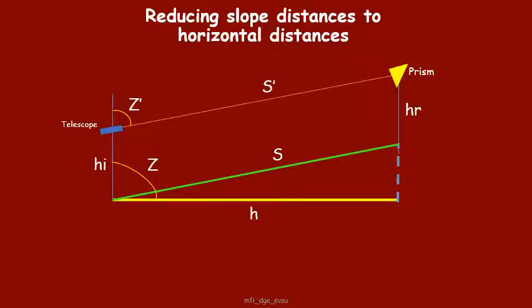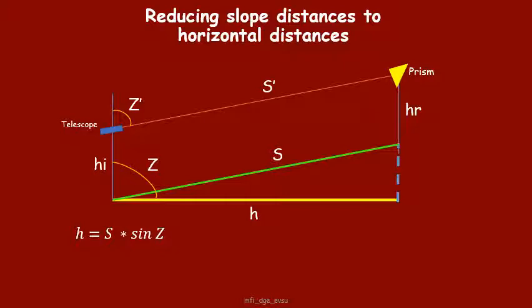We reduce Z in such a way that it is aligned with H. Using the trigonometric formula, sine of Z is equal to H over S. Trigonometry. So sine of Z is opposite over hypotenuse, or you can determine H as equal to S, your slope distance, times the sine of Z.